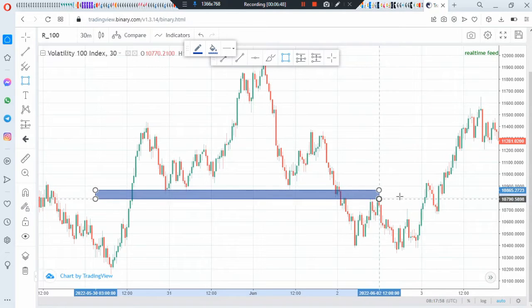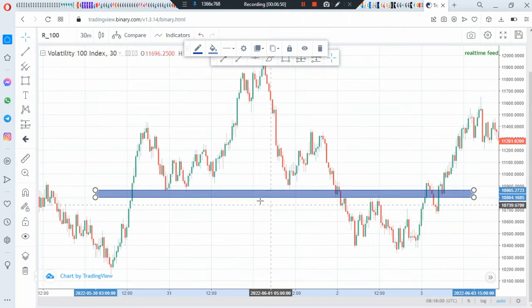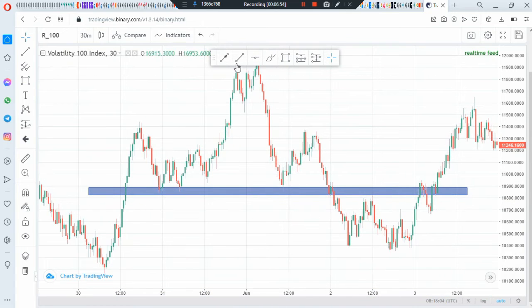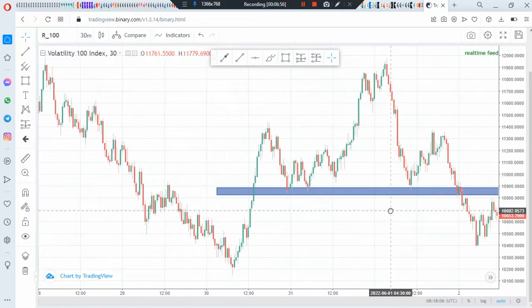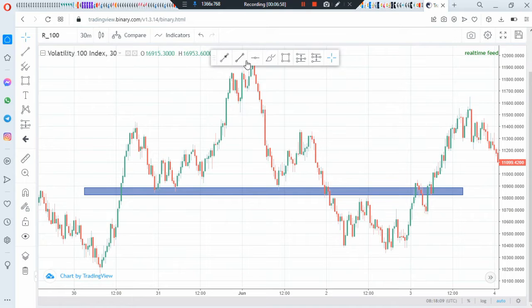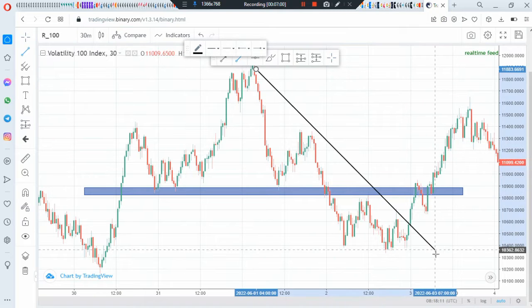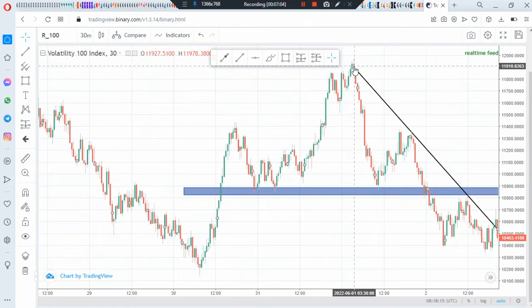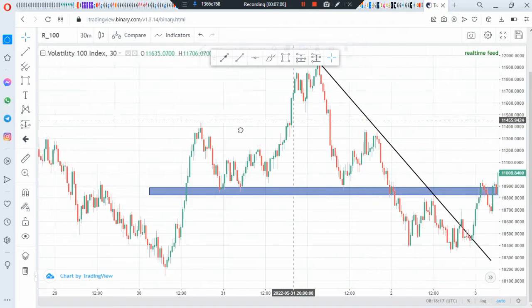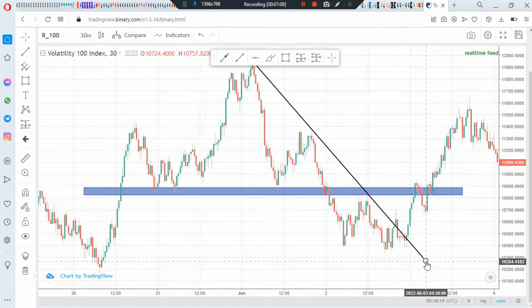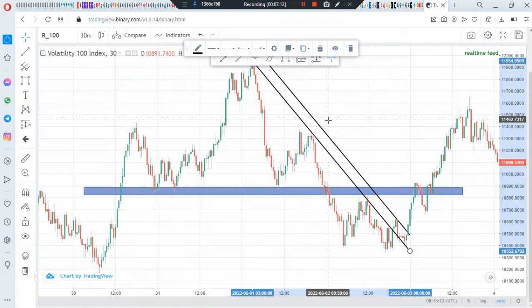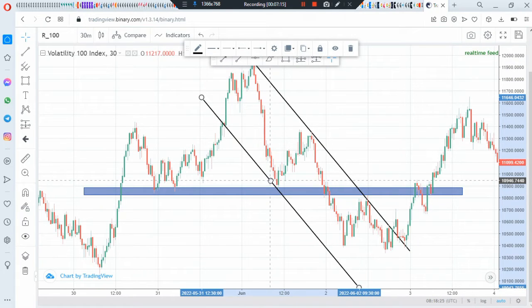So if you have noticed, this is our demand and supply line, and the next thing that we do when we see a demand and supply line, we draw our trend. Okay, so I'm going to put my trend line around this area. Just put it like this and let me clone it. So this is the trend.